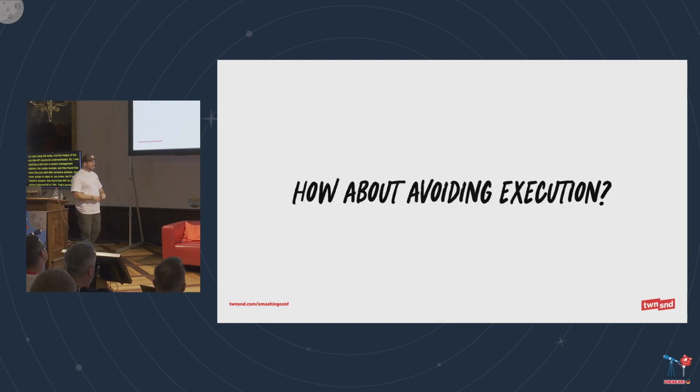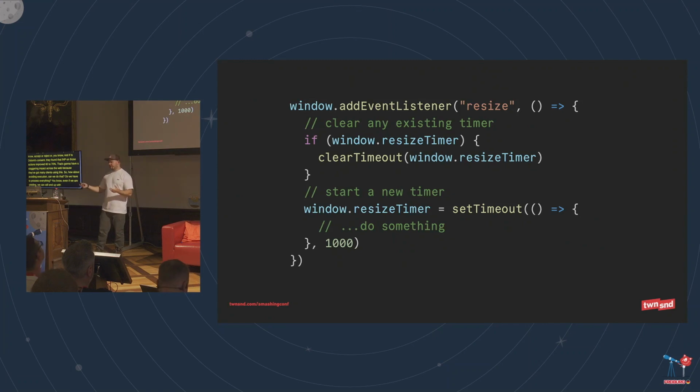So, how about avoiding execution? Can we do that? Do we have to process everything? Even if we are yielding, we can still end up with a very busy main thread. Lots of things going on. So ideally, we want to limit how much it's got to do. And the all-time kind of classic example here is debouncing.